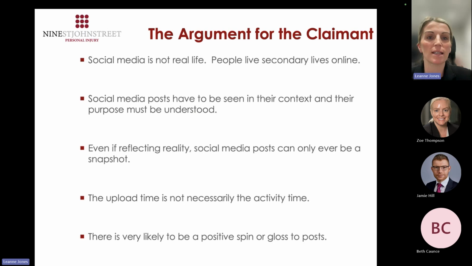So the claimants will often say it's not real life. People lead a secondary life online. Social media posts have to be seen in their context and their purpose must be understood. Even if they're reflecting reality, they can only ever be a snapshot. And the upload time is not necessarily the activity time. There is likely to be a positive spin or a gloss to the post. And again, that goes back to whether we are merely showing posts where we are living our best lives. So those are common themes that are argued by claimants.